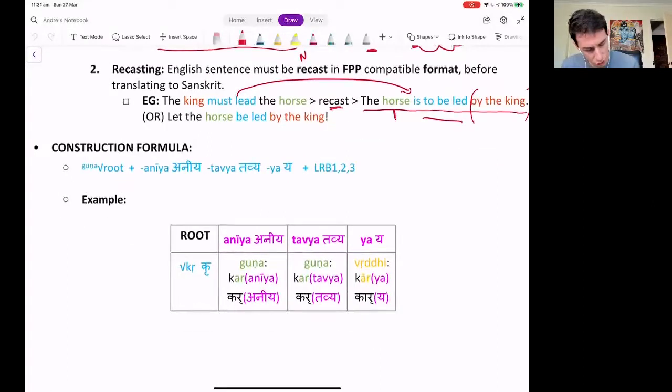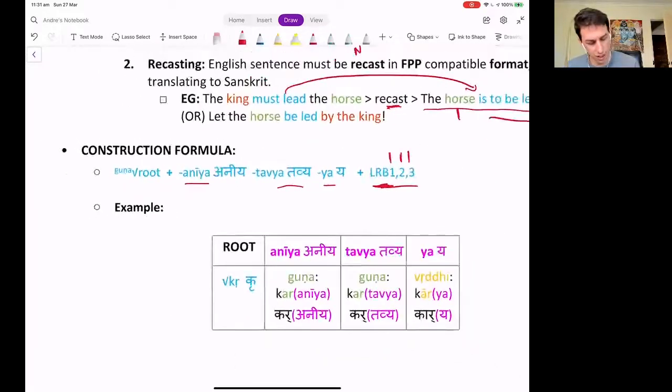So remember how I said root plus aniya, tavya, ya? And you just always decline it according to LRB 1, 2, 3. This is the good news. So how do you decline it? Always 1, 2, 3. It will never decline like nadi or pitr or matra. So either nara, pala, or sena.